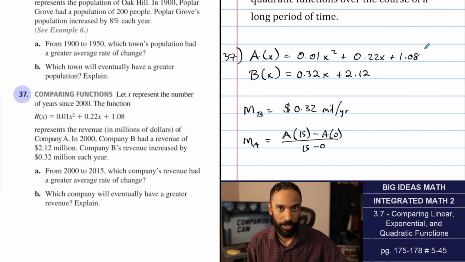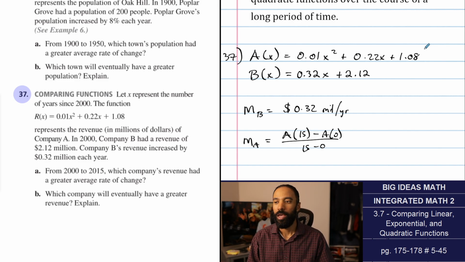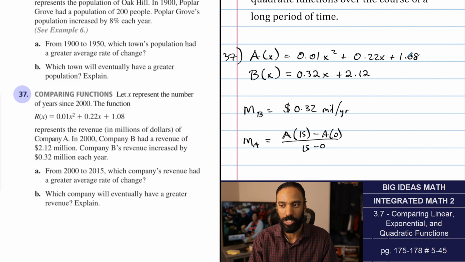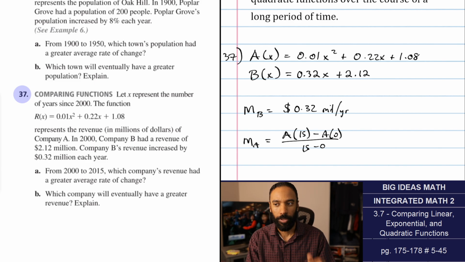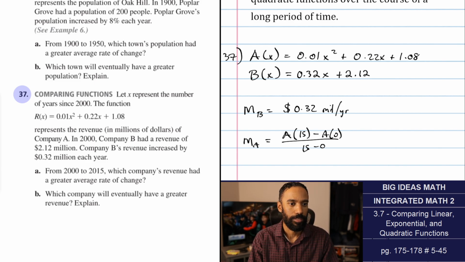You can start with $200 million. How much are you changing over time? But this 1.08 is negligible on both things if I subtract them. So all I need to figure out is what 0.01 times 15 squared is plus 0.22 times 15.